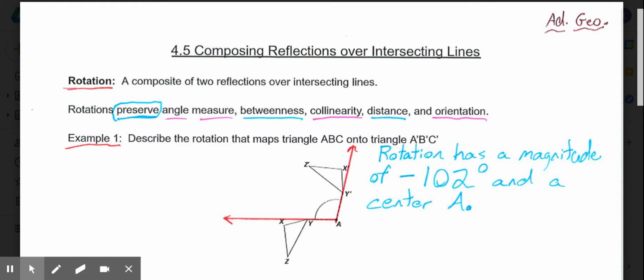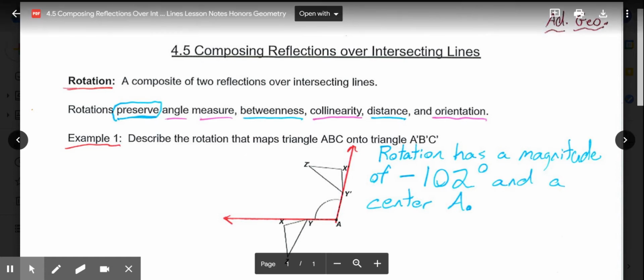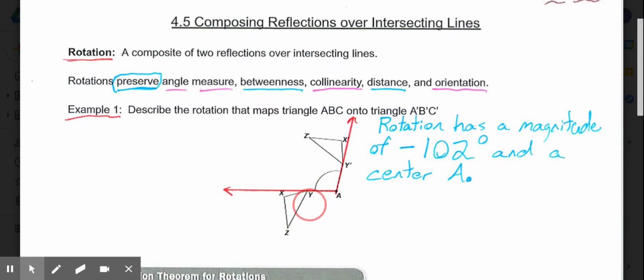So in example 1, it asks us to describe the rotation that maps triangle ABC onto triangle A prime, B prime, C prime. Well, you can tell my image doesn't match up with that because it's triangle XYZ and X prime, Y prime, Z prime. Same concept. So we're going to describe the rotation of triangle XYZ. What rotation maps that into this location of X prime, Y prime, Z prime? And we are rotating about point A.